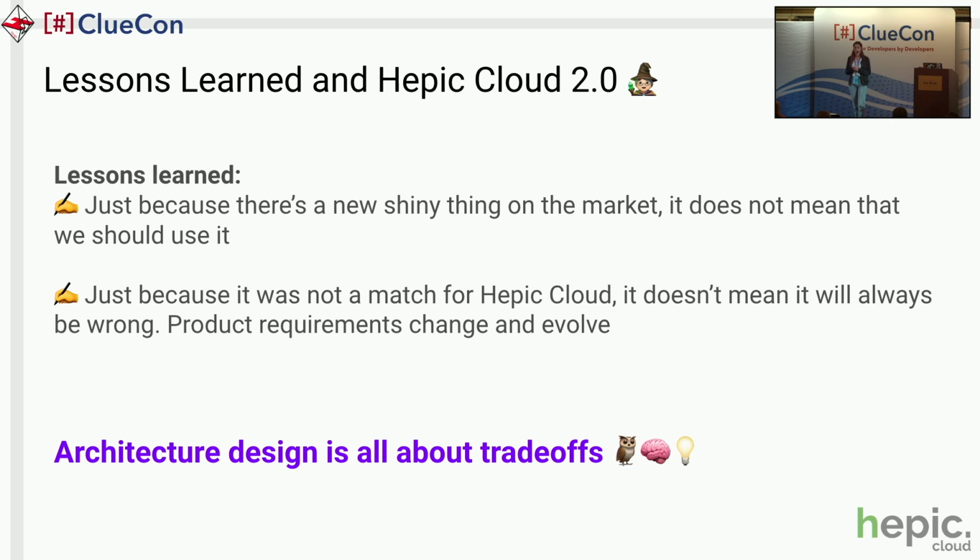The first one is that just because there is a new shiny thing on the market, namely Kubernetes, it does not mean that we all should go for it. It also doesn't mean that people using it are wrong, because, again, different products have different trade-offs. The second lesson learned is that just because it was not a match for us at the moment, it doesn't mean that it will always be wrong, because products change, requirements evolve, and it could be that in the future we go back to Kubernetes and it will make sense, but it's just not the time.